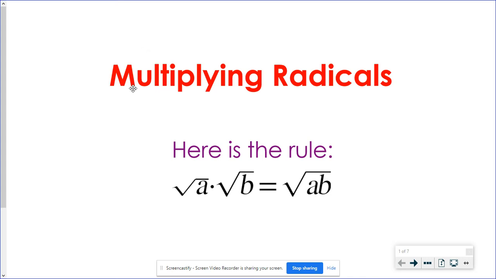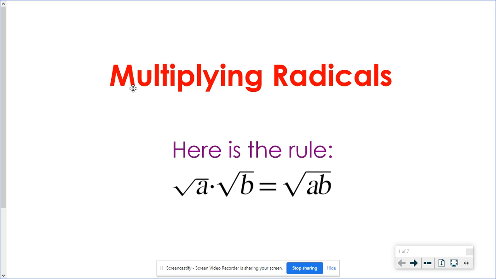Hello, algebra students. Today we're going to start doing more work with radicals. So far we've simplified radicals. We had square roots, we had cube roots, we had 1/2 and 1/3 powers that we changed into square roots and cube roots. But today we're going to start with multiplying radicals.